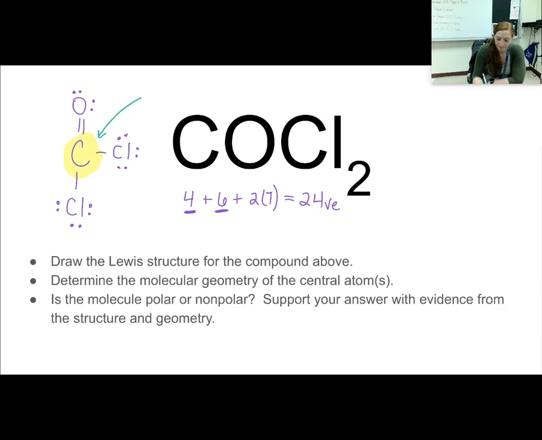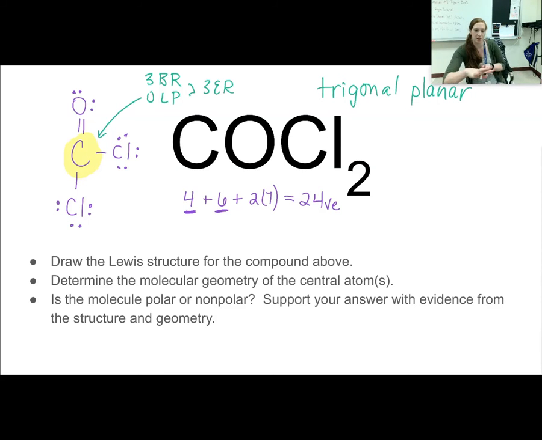Carbon is our central atom. 3 bonding regions. 0 lone pairs on the carbon. Yes, there's lots of other lone pairs, but we only care about the carbon. This is going to be 3 electron regions, which is going to make this trigonal planar. Those 3 atoms attached to the carbon are all going to spread out from each other as far as they possibly can to make that trigonal planar geometry.